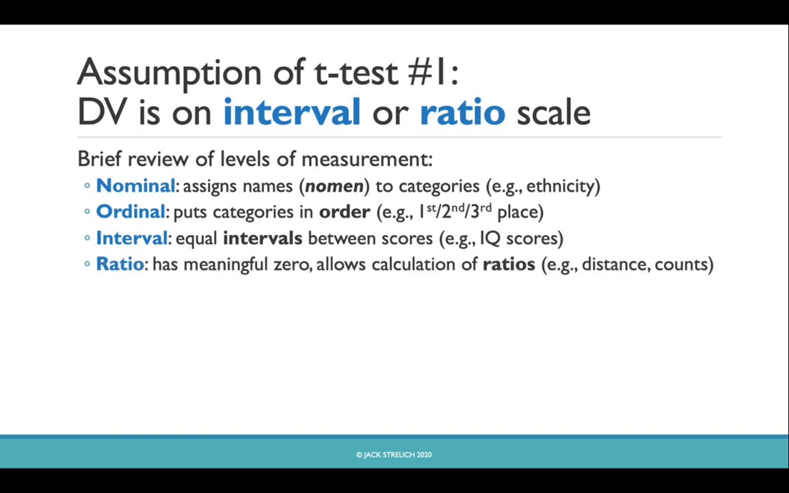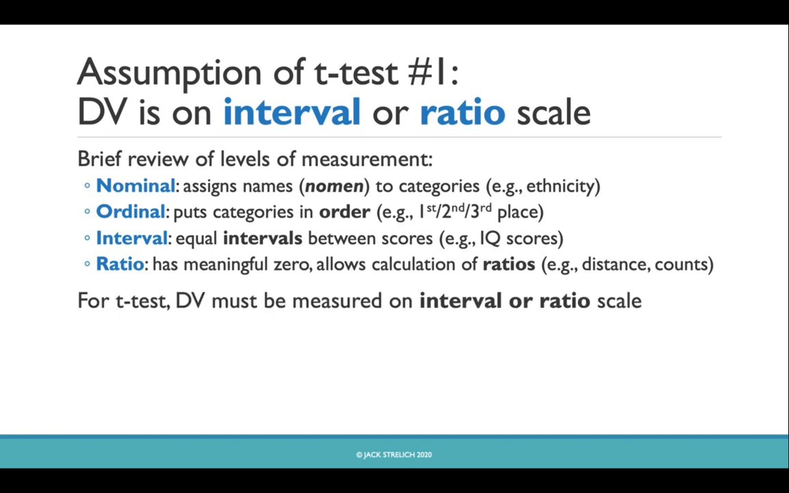Finally, when we measure data at the ratio scale, we have a meaningful zero, which allows the calculation of ratios. This is the case, for example, with distance or counts. Not only do we know that the difference between 5 and 10 meters is the same as the difference between 25 and 30 meters, but we know that 10 meters is twice as far as 5 meters.